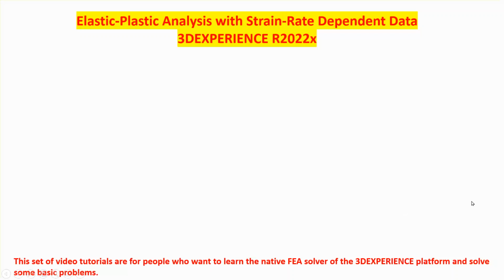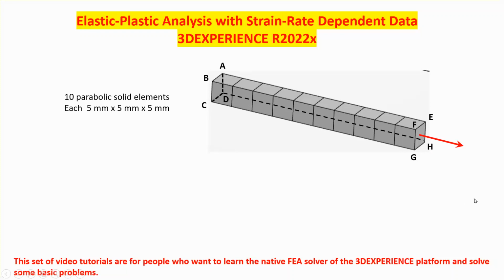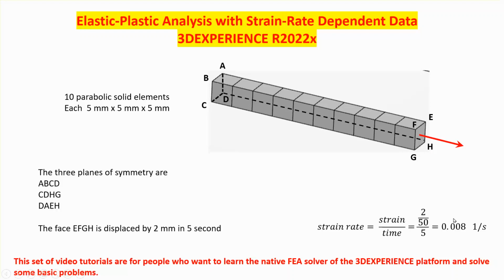Okay, but here's the problem. The specific problem that I'm going to do is a bar with the dimensions that are given to you, and you'll see that there will be three planes of symmetry here. Just bear with me for a second. So the three planes of symmetry are shown here, and one end of the bar is subjected to a displacement of 2 millimeters, which is taking place in 5 seconds.